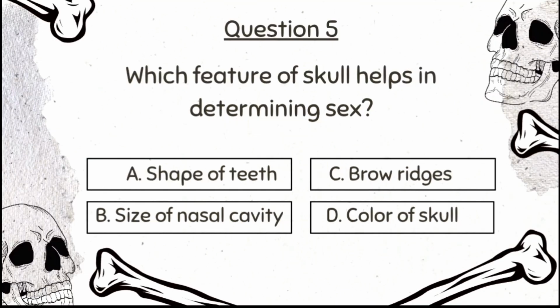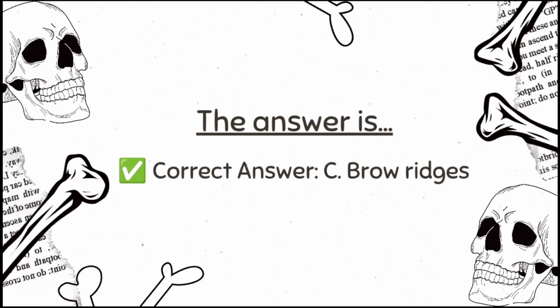Next, we have our question number 5. Which feature of skull helps in determining sex? Option A, shape of teeth, option B, size of nasal cavity, option C, brow ridges, option D, color of skull. And for this question, the correct answer is option C, brow ridges.